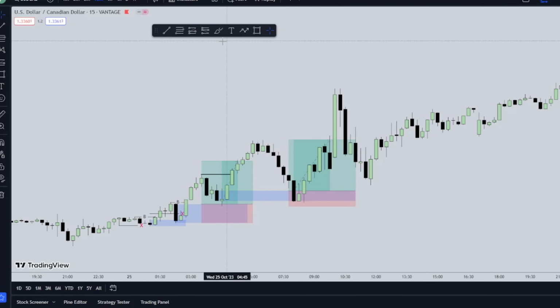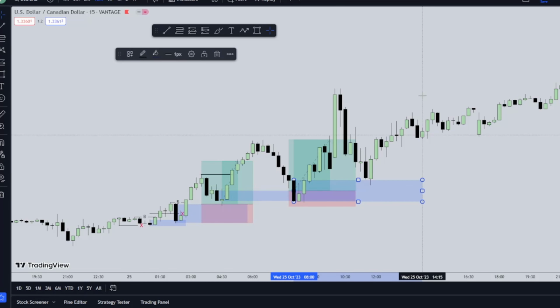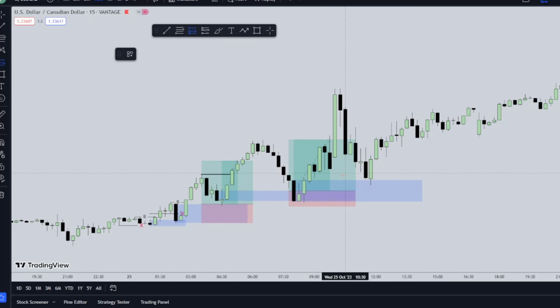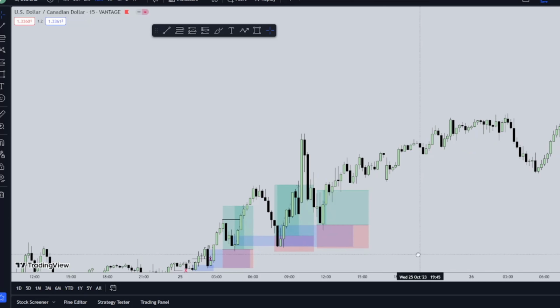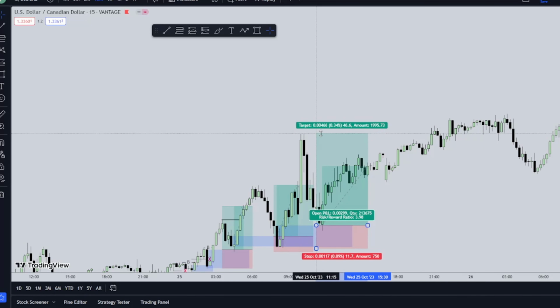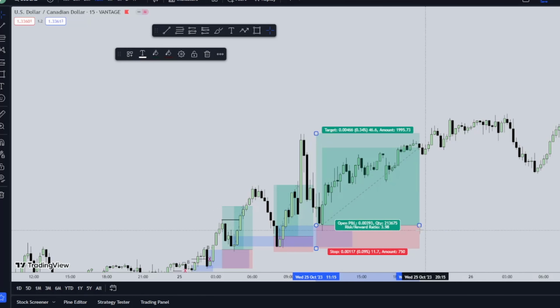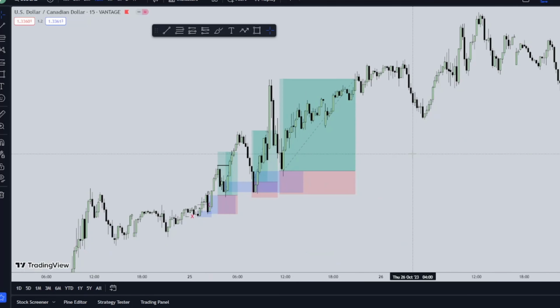Okay, another propulsion block. Nakikita nyo, sobrang ganda ng move. So you're just following trend. Okay, so when you're trading propulsion block, it's trading with the trend, no?